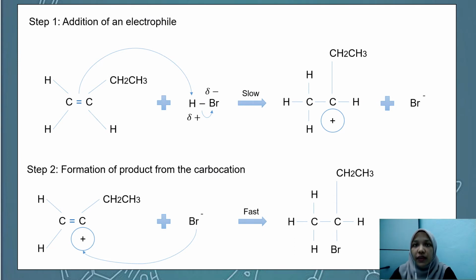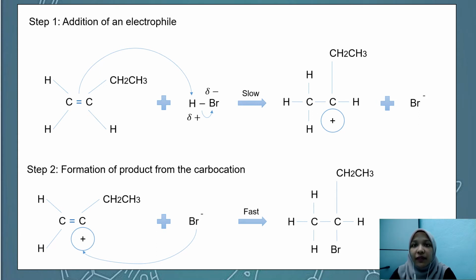The next question is write the chemical equation and reaction mechanism involved. The first step is addition of an electrophile. In this reaction, H plus is an electrophile that comes from HBr. 1-butene will react with HBr. H is more delta positive and Br is more delta negative. The double bond in 1-butene is the nucleophilic site. The electrons in the HBr bond will be attracted to Br. The nucleophilic site will be attacked by the electrophile, which is H plus. We will get a carbocation. The bond breaking is a slow rate of reaction.